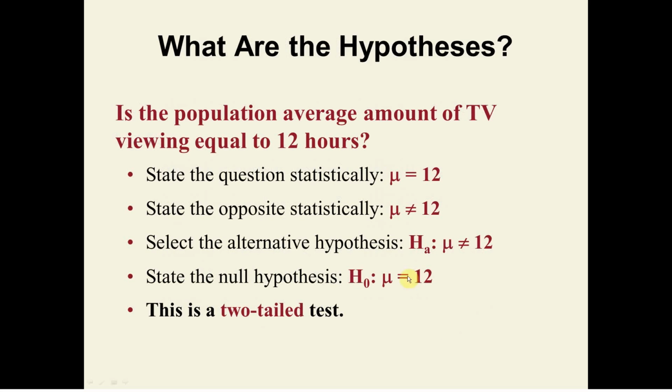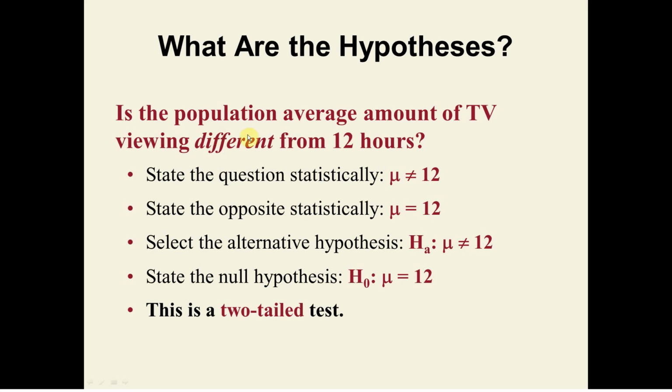Let's try another one. What if the question was, is the population average amount of TV viewing equal to 12 hours? So the first step is to decide, well, what do we mean by population average? Well, if we're going to assume that the viewing time is normally distributed, then we might look at the population mean to represent the average. So that characteristic is what we'd be interested in. And so we state the question statistically. Mu, meaning the population mean average, is equal to 12, right? And the opposite is not equal to 12. Since this is the not equal, that's going to be the alternative, and that has the equality, so that's going to be H naught. Again, it's a two-tailed test.